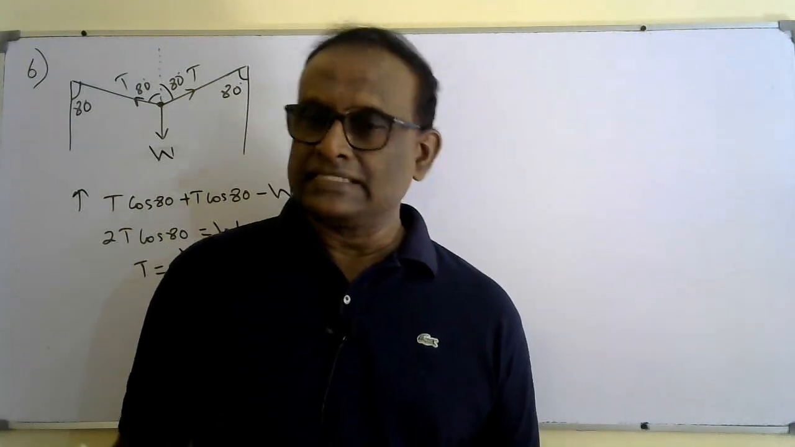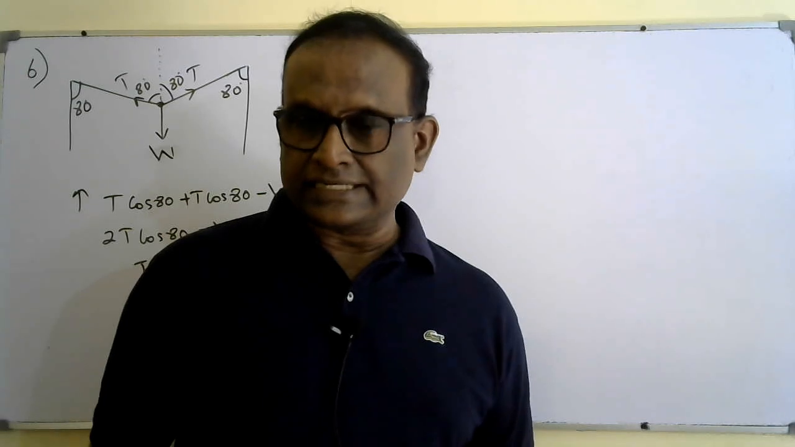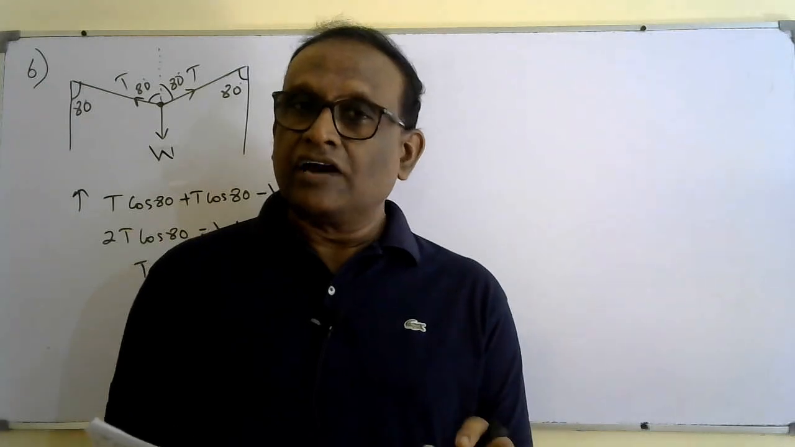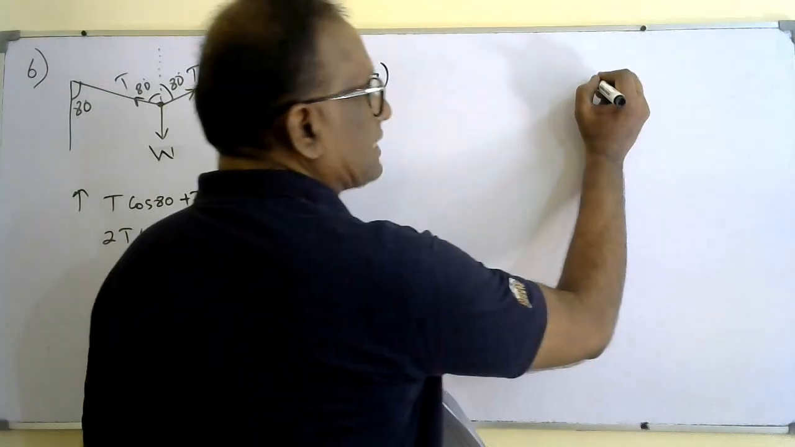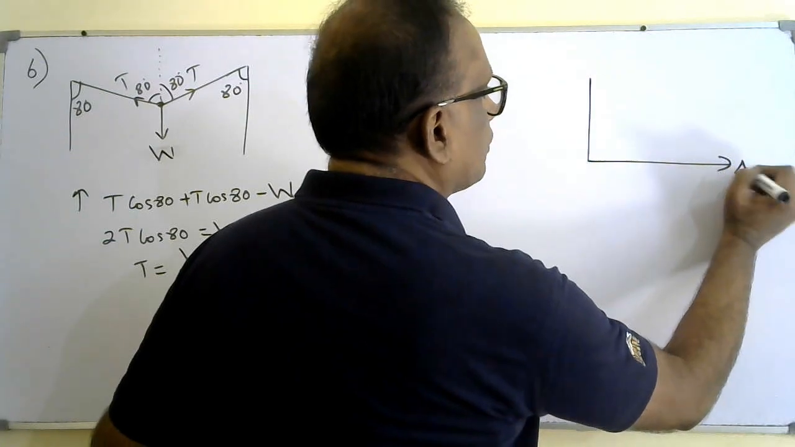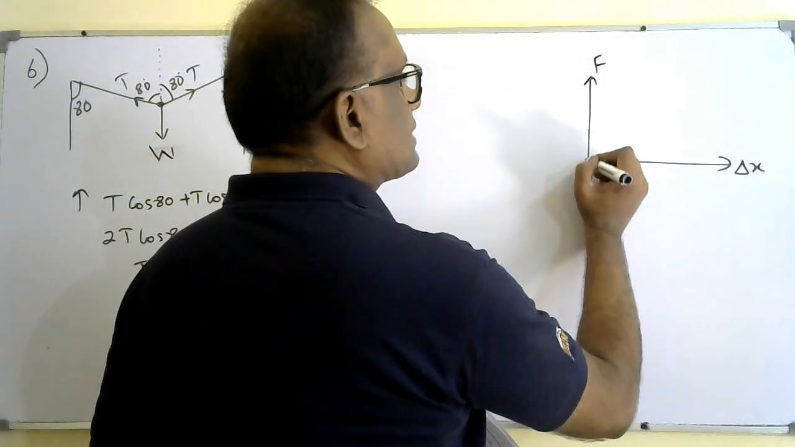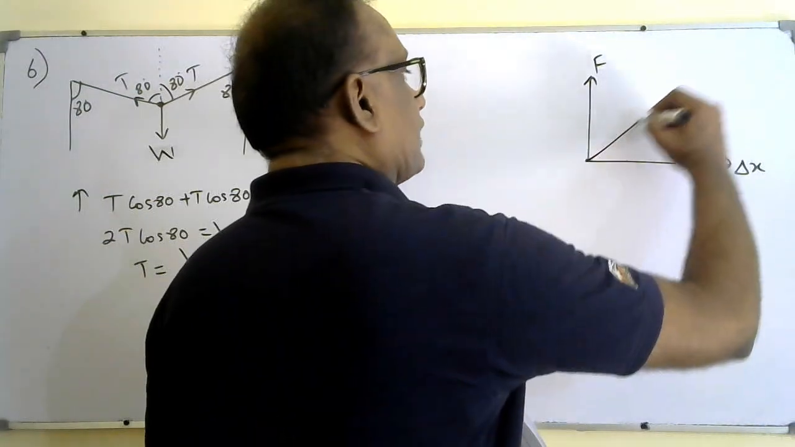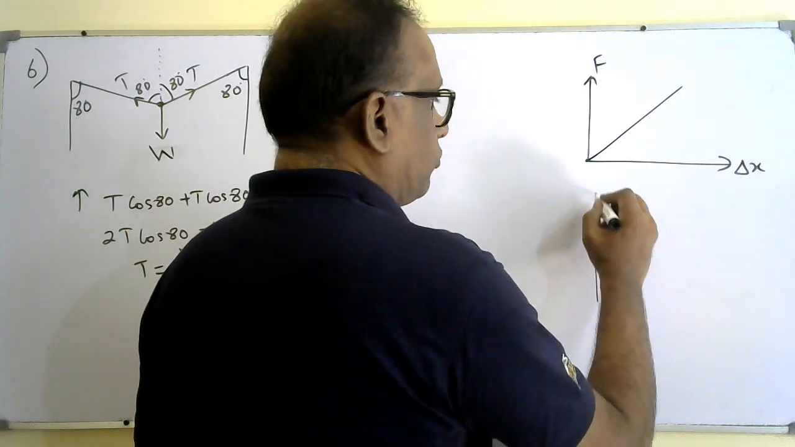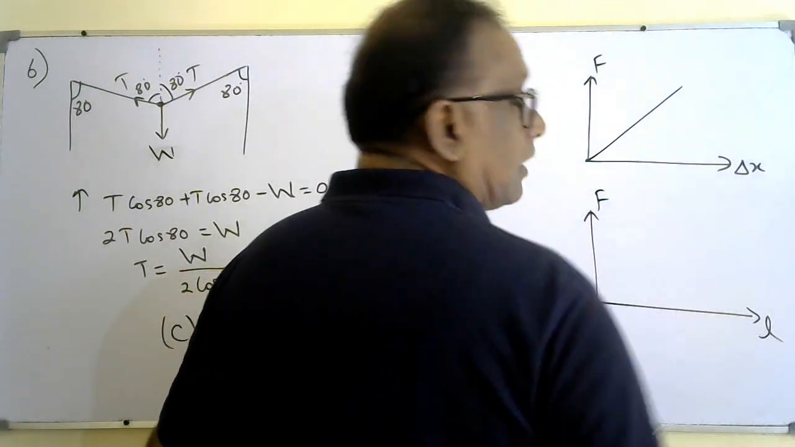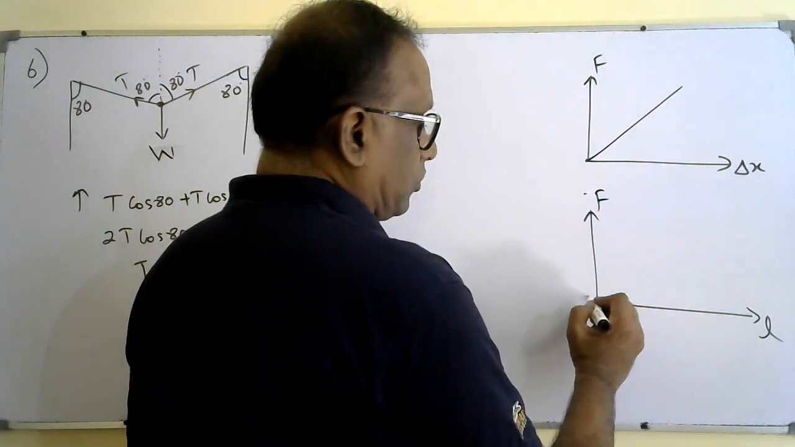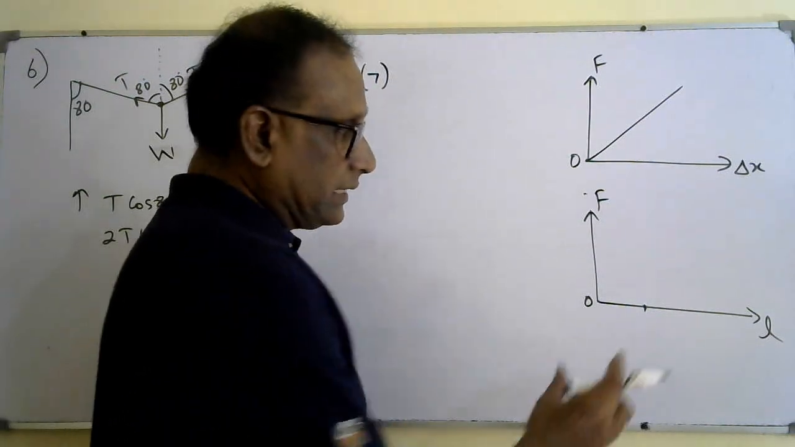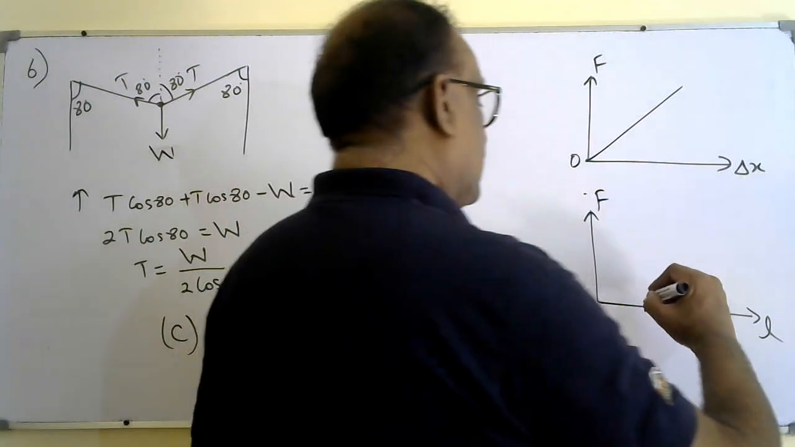Whether it is length or extension, the graph is going to be a straight line. If it is a graph of force against extension, when the applied force becomes 0, the extension becomes 0 if the spring is within the elastic limit. The graph will be a straight line through the origin. But if the graph is force against length of the spring, when the force becomes 0, the graph will cut the x-axis. That's going to be the natural, initial length of the spring.